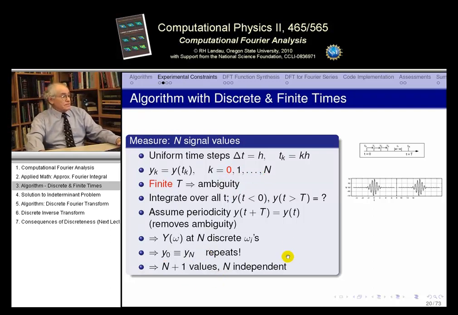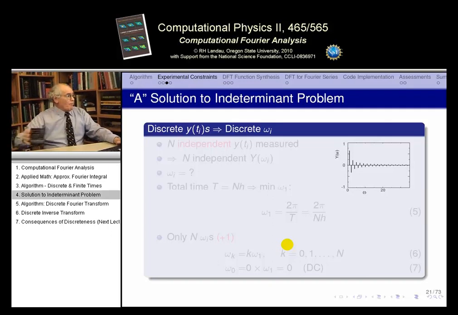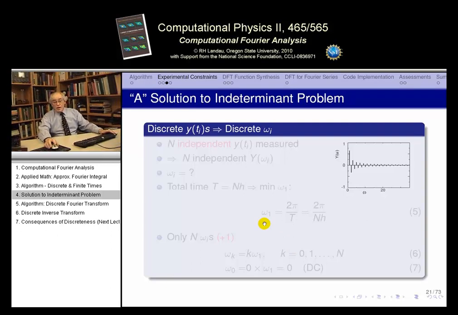Okay, so let's go on. Let's look at the next slide, slide 21. Well, on this slide, we sort of repeat more mathematically just what we talked about on the previous slide. We actually do it. So we look at how the discrete values for the function at the different y values lead to discrete values of the transform at different omega sub I values. Okay? So we have n independent measurements made for the signal y, and that has to lead to n independent values of the transform.